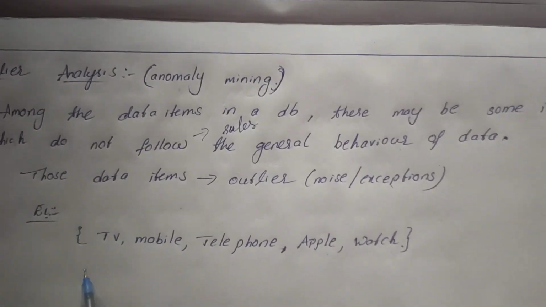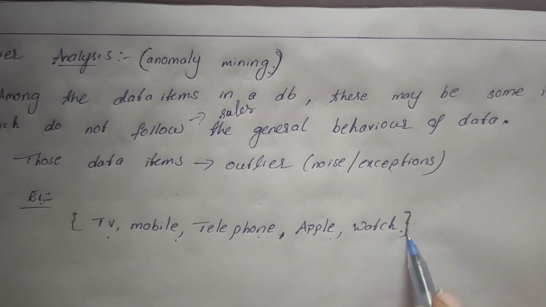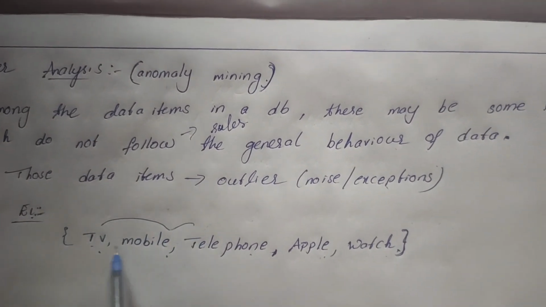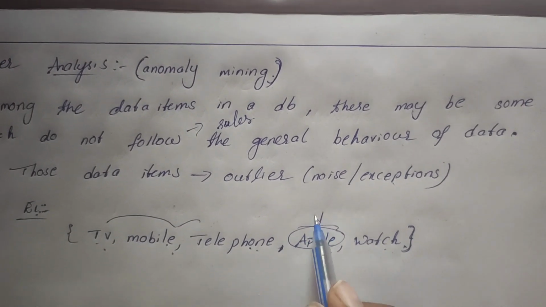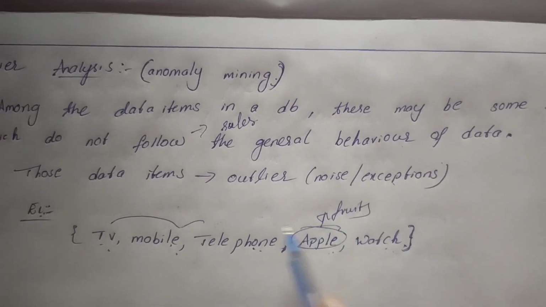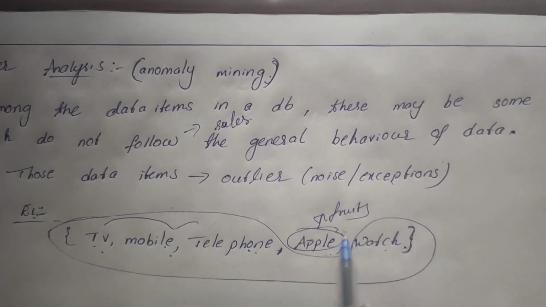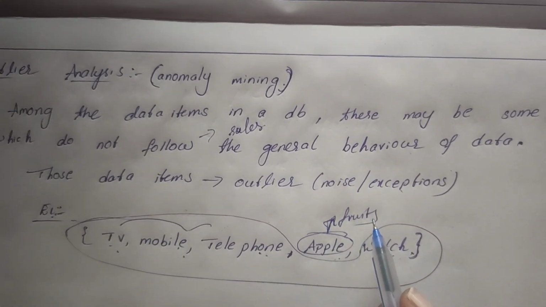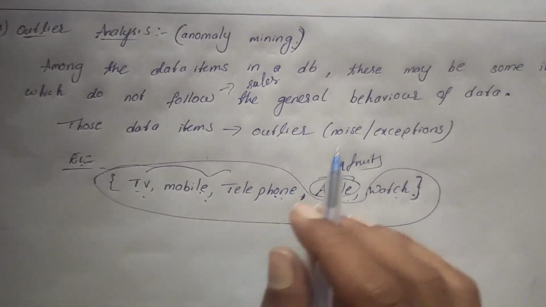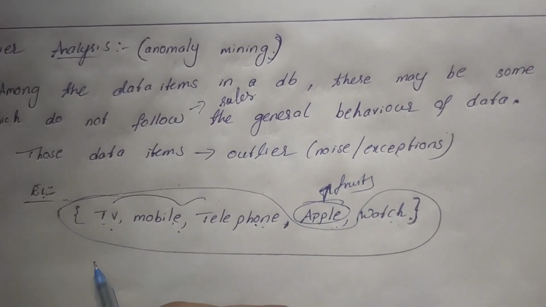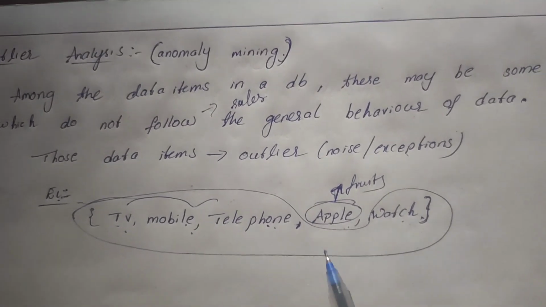Let us consider for example TV, mobile telephone, Apple, watches. Within that, TV, mobile telephone and watches are electronic, and here Apple is a fruit. This item does not follow the behavior of the other data, so here Apple is an outlier. Outlier analysis is a big concept and contains many algorithms, and when we come to those topics we will cover all of them.